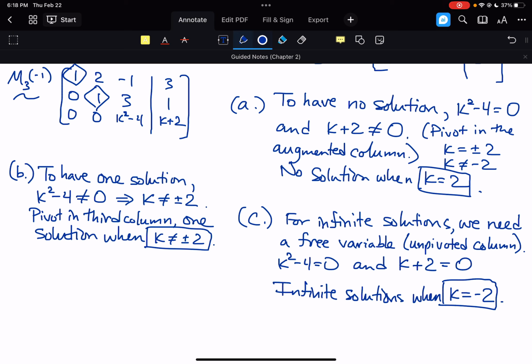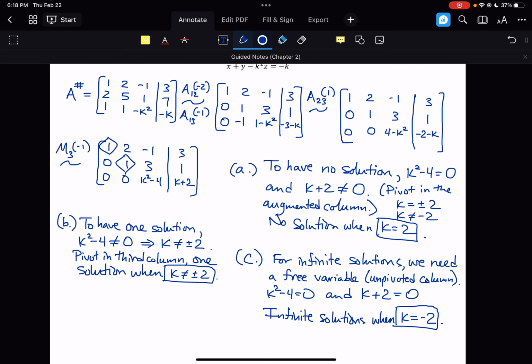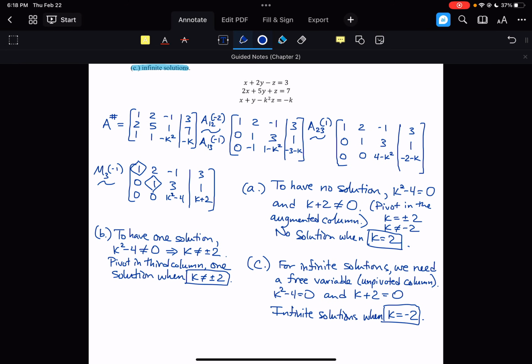And there we have our three potential outcomes. So if k is 2, we get a pivot in the far right column, and so this system has no solution. If k is negative 2, we have a pivot in this third column, meaning that it is consistent. We have no free variables. We can just back substitute and get one unique solution. And if k is anything other than 2 or negative 2, then... Did I say that backwards? I think I said that backwards.